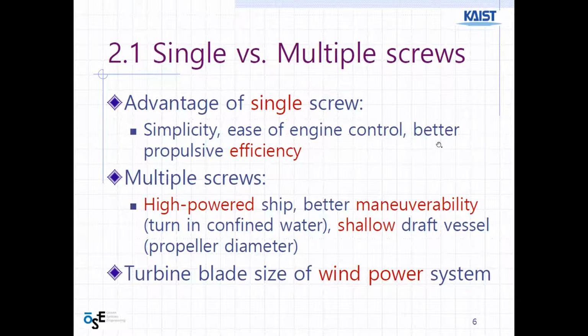It is possible to adjust the width. With the twin screw, the diameter of the propeller is smaller than the single screw, so it could operate at the shallow draft sea.